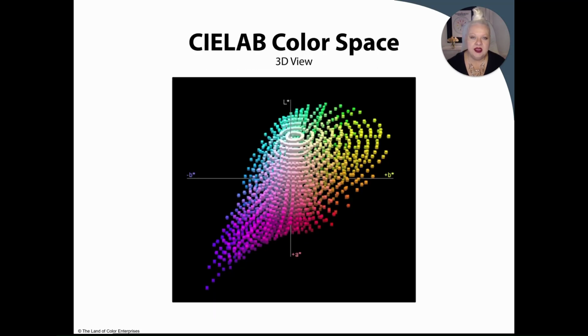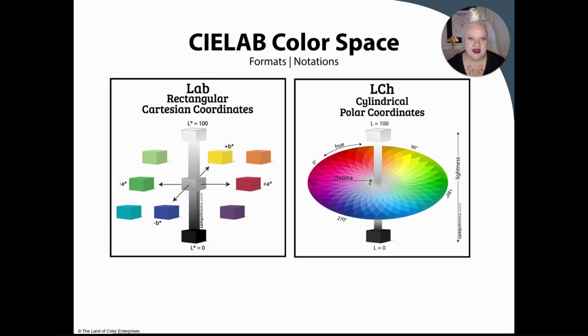CLAB is shorthand for the CIE 1976 L*, A*, B* color space that was introduced by the International Commission on Illumination. That was a lot to say. I'm glad we have a shorthand version. The CIE is a 100-year-old organization that creates international standards related to light and color. There are two ways to illustrate and notate colors within the CLAB color space. One is LAB and the other is LCH.